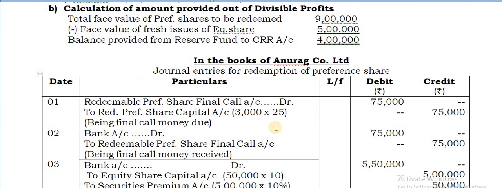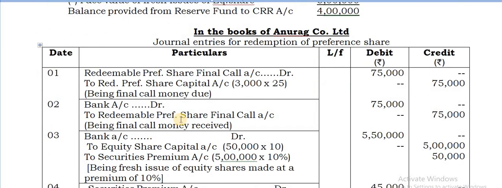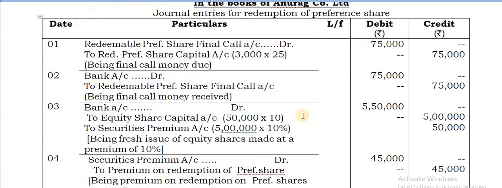Okay. Now coming to the next part, redeemable preference share. These are the journal entries to be taken. Redeemable preference share final call account debit. What for is this? This is for making a call on the balance unpaid, that is 3,000 shares into 25 each. So make a call for it. Then bank account debit to redeemable preference share final call account. This is for the ultimate receipt of the call money.